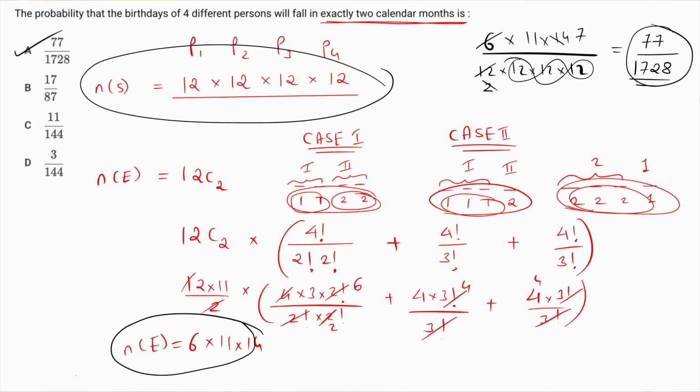So that's how we do it. A slightly complicated question if you don't know PNC, but if you are comfortable with PNC, this is a very good question, a very medium level question to solve. The answer is option A.